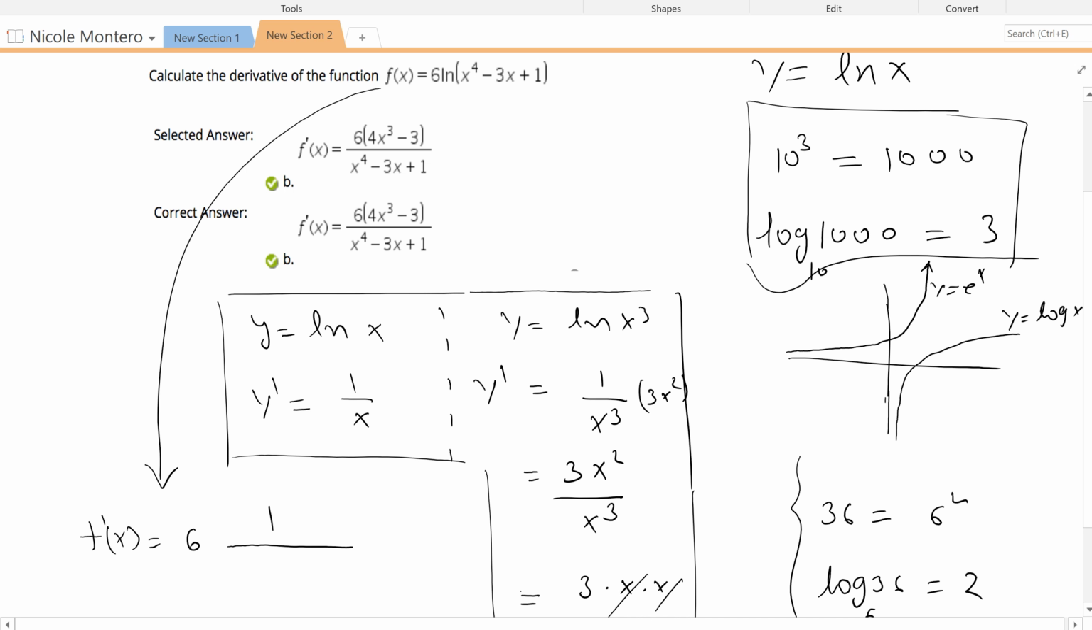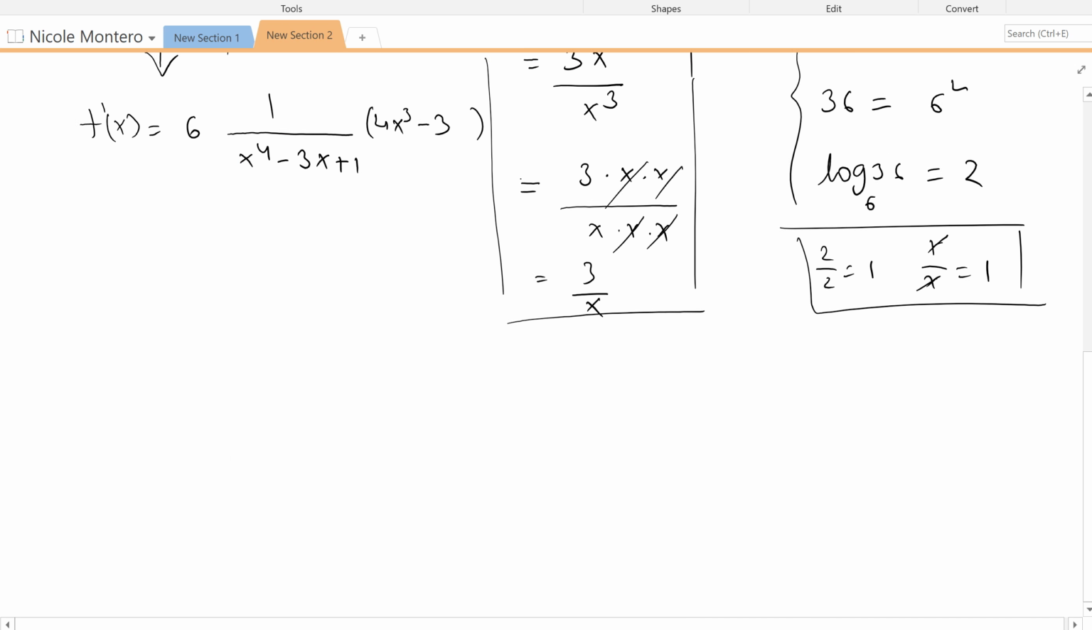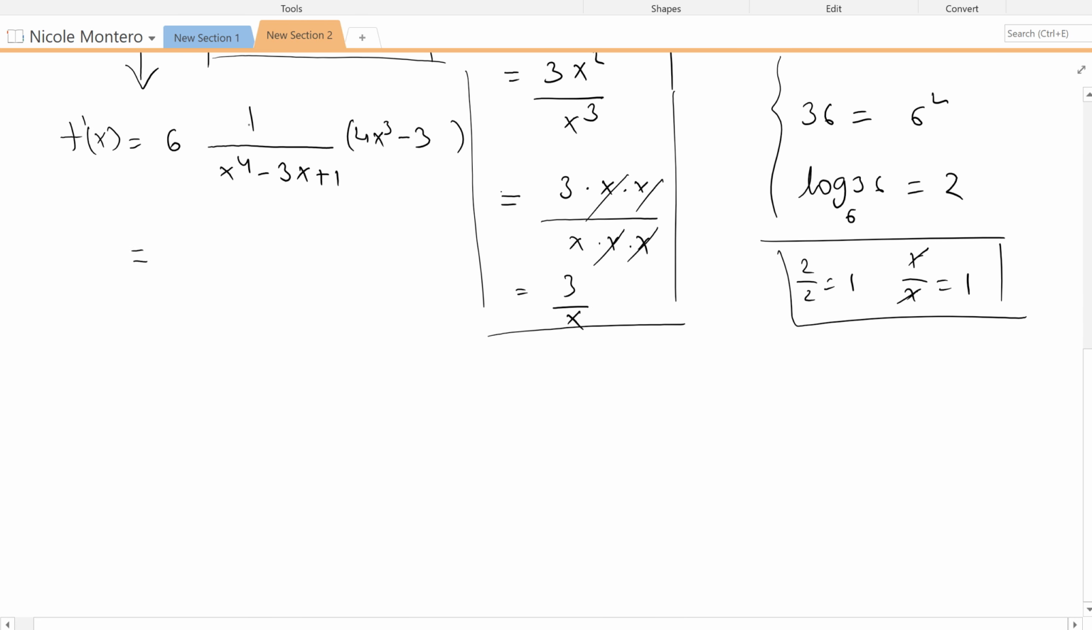Derivative of ln is going to be 1 over bracket. And then the next step is you do the derivative as we did it there. So you do the derivative of this whole thing, and it's going to multiply with the top. Derivative of the bracket is 4x cubed minus 3 plus 0. Now, 6 times by 1 is 6, and then bracket.